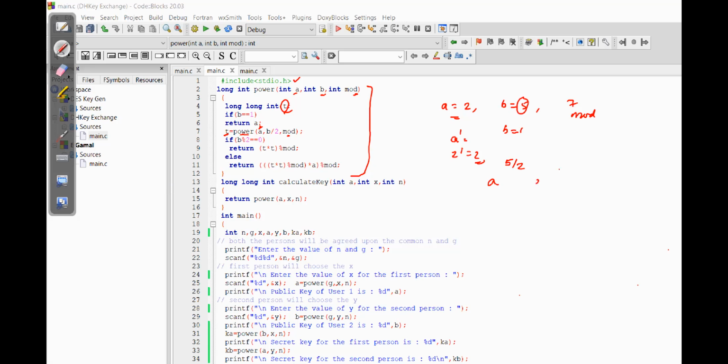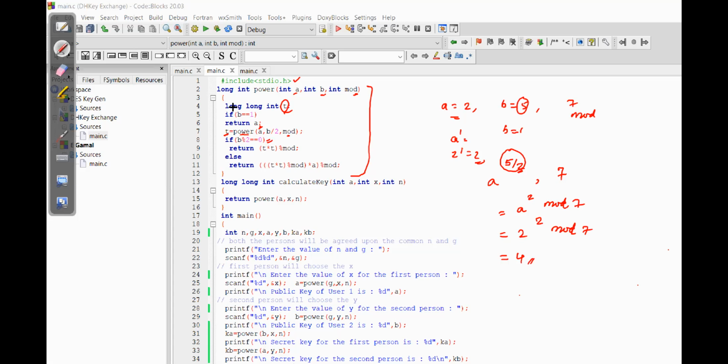Let's proceed. My mod value is equal to 7. In that case, what value will I get here? 5 upon 2, here I'll get 2. I'll take the integer part only, with remainder 1. So it is a power 2 mod 7. If my a value is equal to 2, then 2 power 2 mod 7 will be 4.